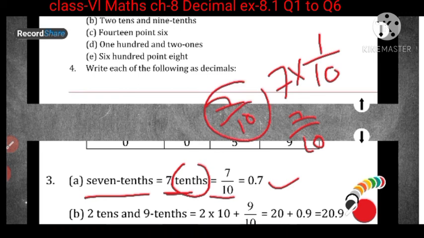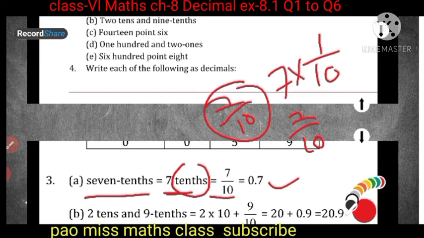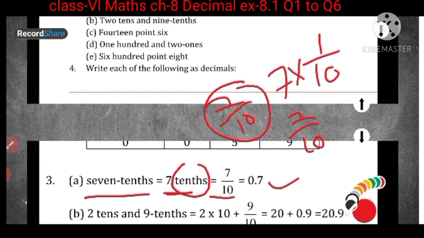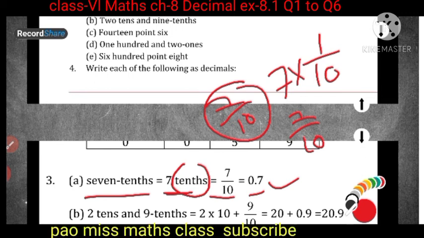So without doing divide, how we come to know this is 0.7? Because how many 0 is there? 1 zero, isn't it? So before one digit we have to put point. Okay, before one digit we have to put point. So this is the answer for the first question.